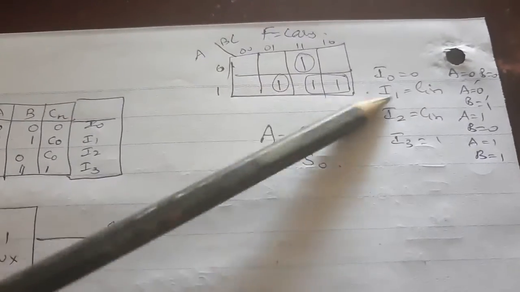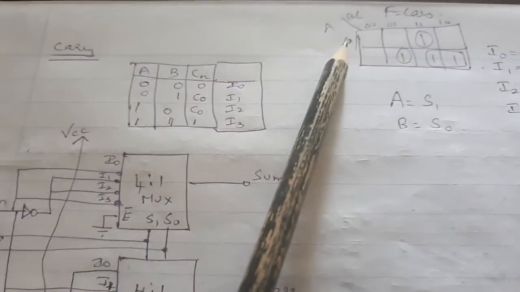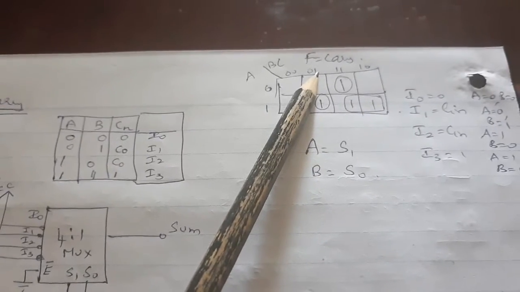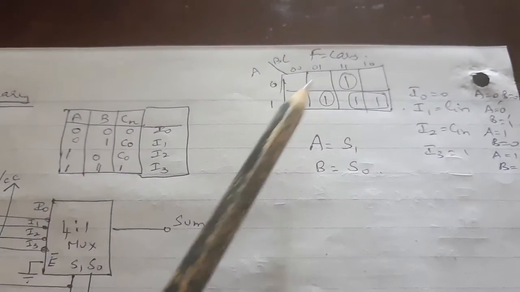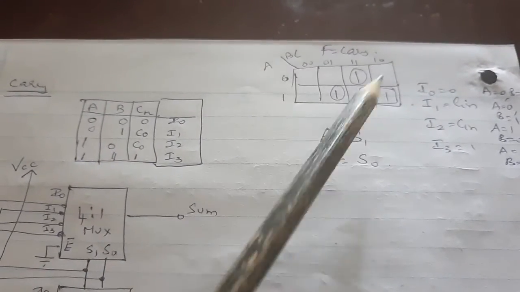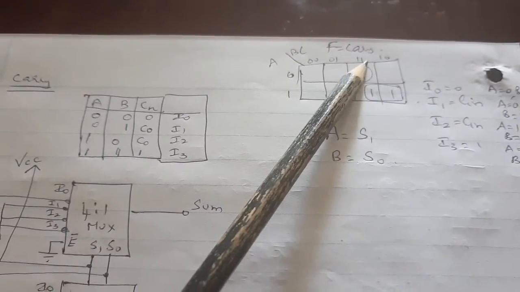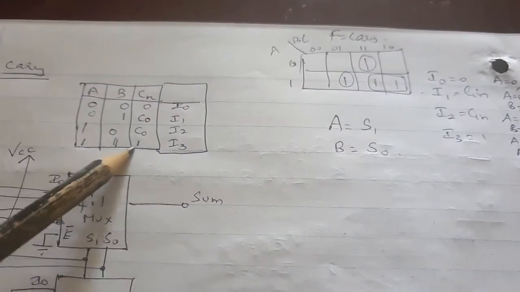Now you do it for the carry, see how the carry is done. I naught is for A 0, B 0, and the output is C. Next condition: A 1, B 0, the output is C. Next one, A 1, B 1: you have two conditions, therefore the output is C bar and C. C into C bar will become 1. Therefore, I3 is equal to 1.